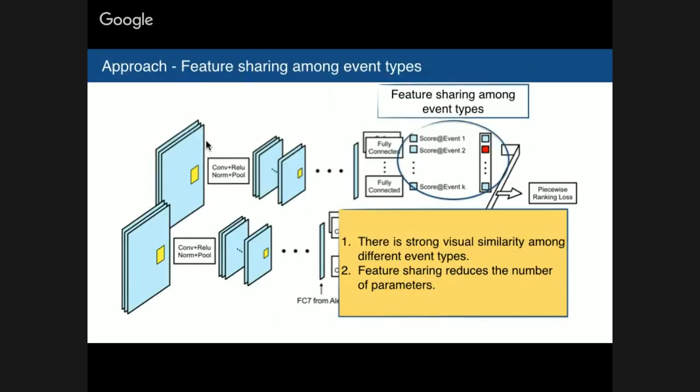We have two reasons for this. First, there is a strong visual similarity among different event types. Although the albums are from different event types, the natural visual properties are almost all the same. That's why we want to share all the visual features among all the event types. And secondly, because we have a relatively small data set, we want to reduce overfitting as much as possible. Here the feature sharing can reduce the number of parameters largely, so this is a regularization of our network.